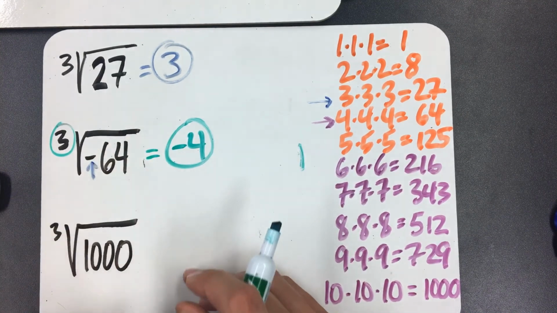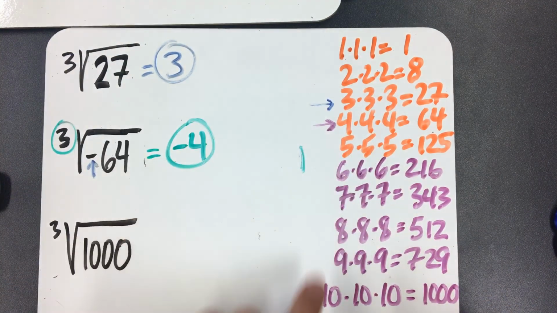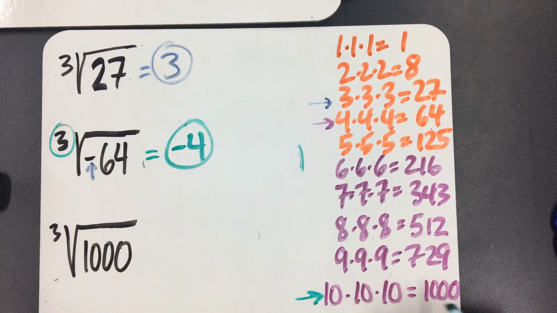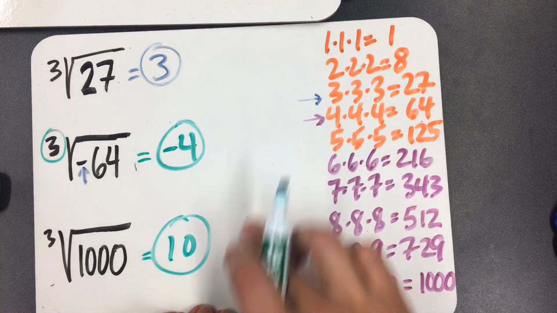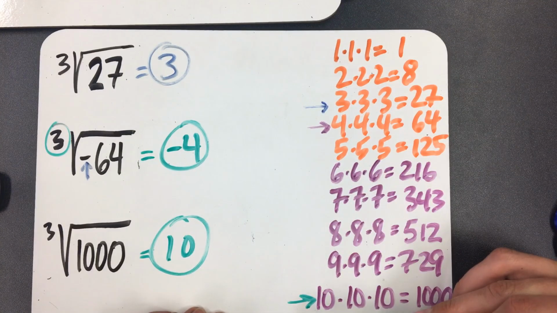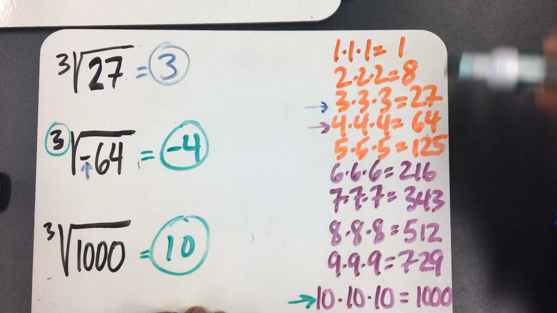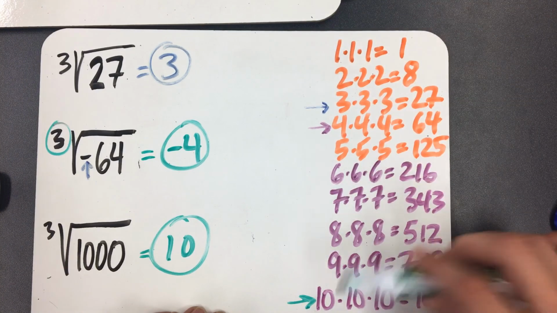Negative 4 is good. And here, the cube root of 1,000, that's the biggest one you would ever need to know. Look, it's right there, 10 times 10 times 10. The state of Missouri says 8th graders need to know all the way up to 10 times 10 times 10 on their own. Whether you have it memorized, great. Do I even have these memorized? No. But could I definitely make this little chart for myself?